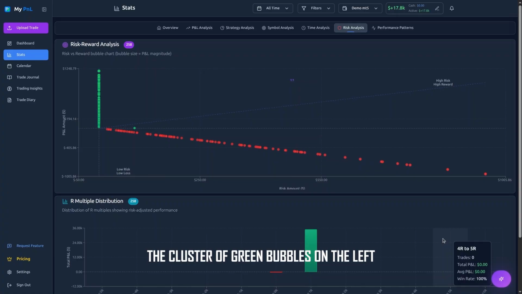Look at the cluster of green bubbles on the left. Those are low risk, high reward trades. That's the dream zone. Small risk, big profits up to $1248.